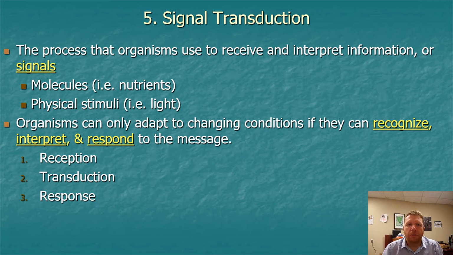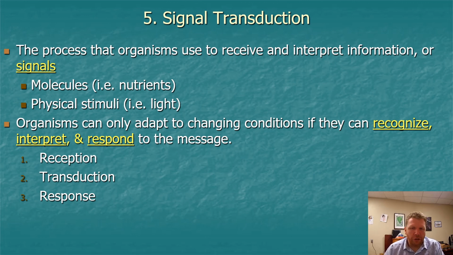Signal transduction is the process that organisms use to receive and interpret information or signals. An example would be a physical stimulus, and that could be light, it could be presence of oxygen, it could be sound, any number of different things. What's going to happen is a protein is going to receive that and transmit a signal to another part of the cell, or to entities that cannot perceive that themselves. Organisms can only adapt to changing conditions if they can recognize, interpret, and respond to that message.